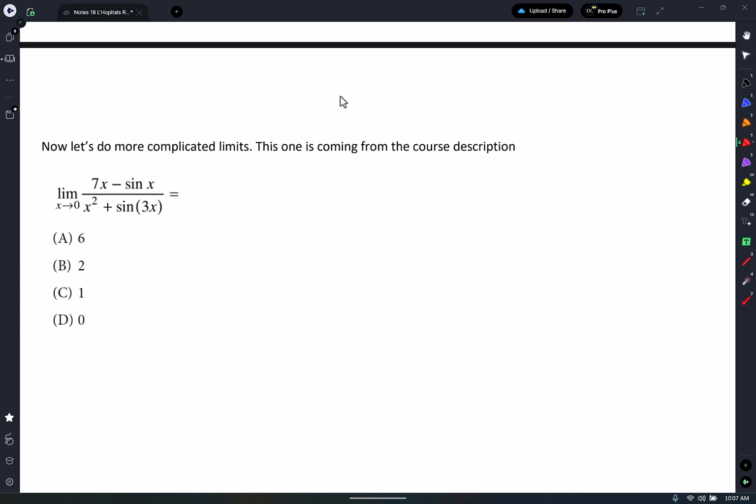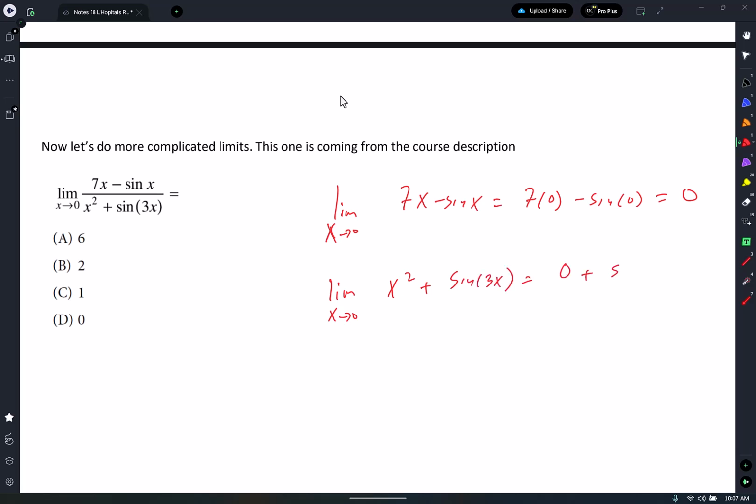You guys ready? We're gonna go limit as x approaches 0, and we're gonna focus on the numerator, 7x minus sine x. So 7 times 0 minus sine 0, we do in fact get a 0. Let's see what we get in the denominator. Limit as x approaches 0 of x squared plus sine 3x. And we get 0 plus sine 0, so we get a 0. So it is of indeterminate form. And these functions are continuous in this entire domain.